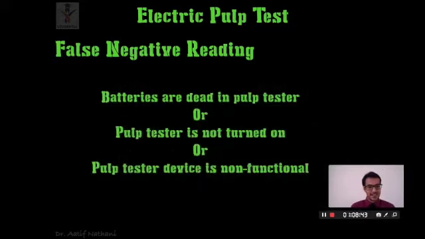The false negative responses we have all seen, but there is one important cause that you need to keep in mind, because of which you can get a false negative response everywhere. It is if the batteries are dead in your pulp tester, the pulp tester is not turned on, or the pulp tester device is non-functional. So these are hilarious things, but they happen to all clinicians sometime or the other. You need to keep in mind that this might be one of the reasons for a false negative reading.